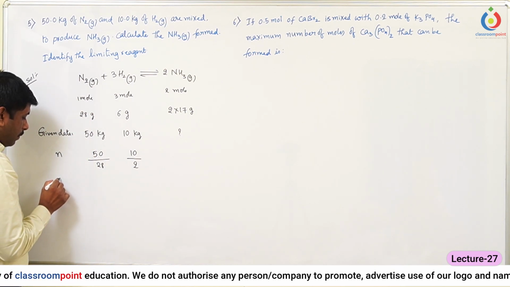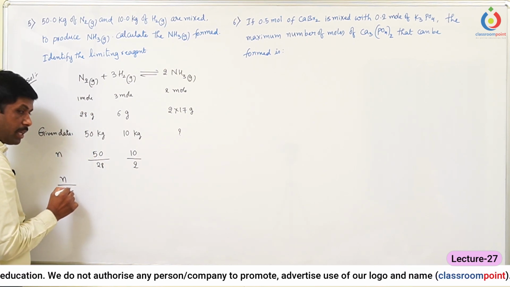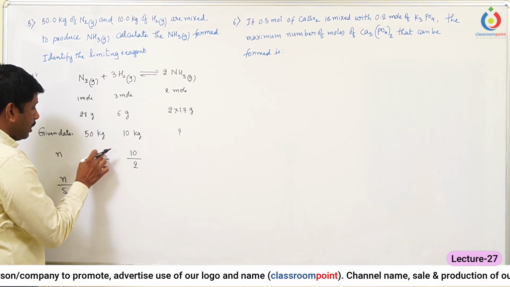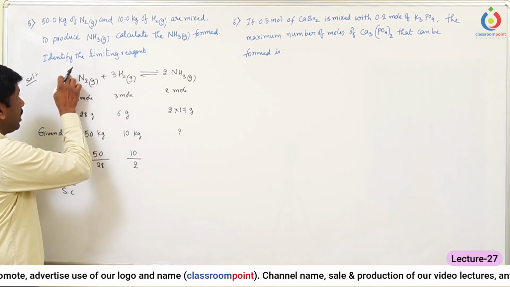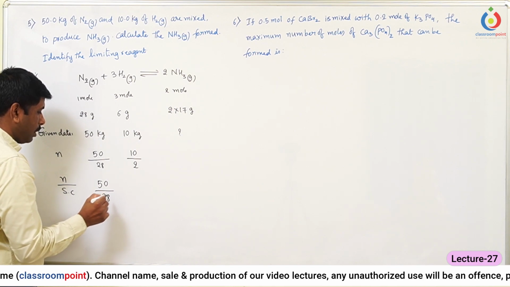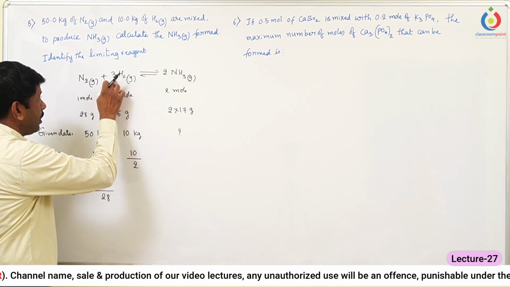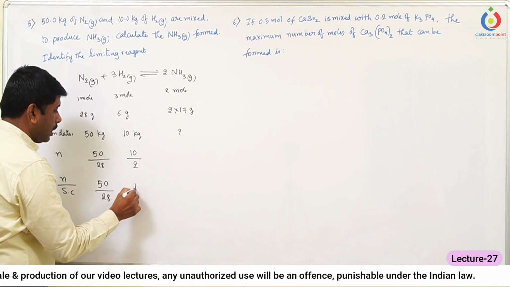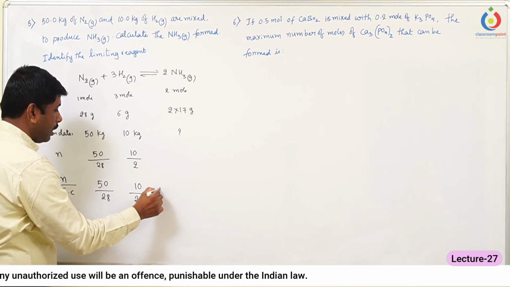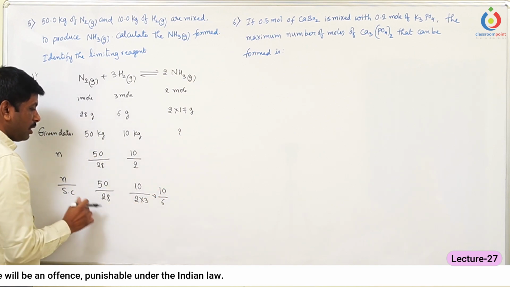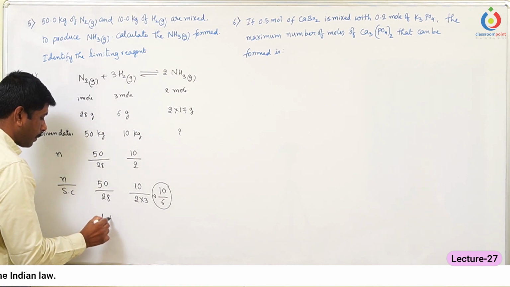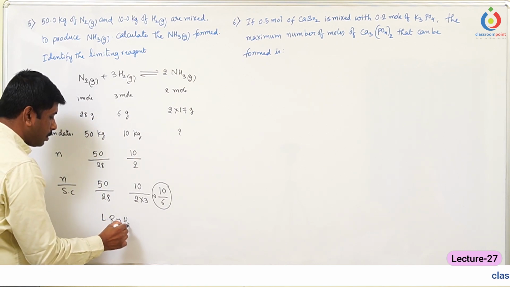Then number of moles divided by stoichiometric coefficient. Number of moles given: 50 by 28, and the stoichiometric coefficient is only 1, so the same value, 50 divided by 28. But here the stoichiometric coefficient is 3, so 10 divided by 2 into 3, that is 10 upon 6. By solving this, you will get that the limiting reagent is hydrogen. Limiting reagent is H2.